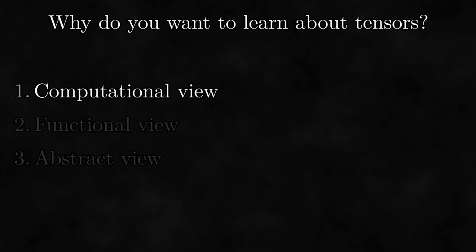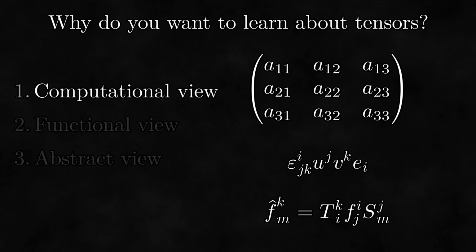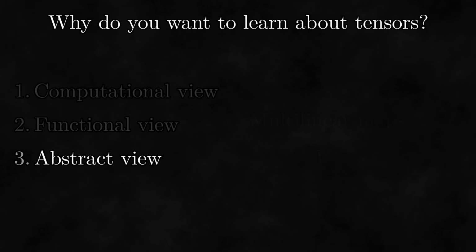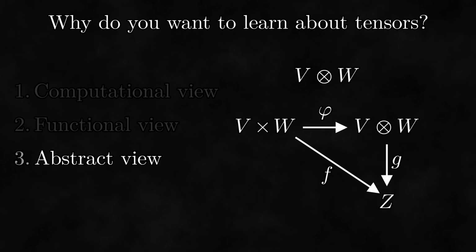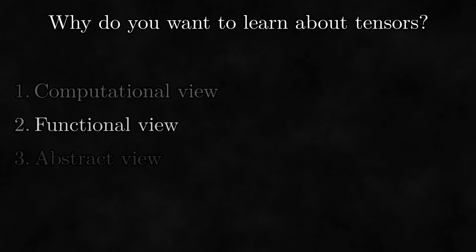The computational view is the one that focuses on multidimensional arrays of numbers, along with things like index manipulations and coordinate transformations. The functional view is the one that focuses on the connection between tensors and multilinear maps, and tends to emphasize things like covectors. Finally, the abstract view is the one that focuses on the algebraic and categorical ideas behind tensors, emphasizing things like tensor products and universal properties. There are connections between these three views, but in most cases these connections are not needed. Depending on your circumstance, you usually only need to focus on one of these approaches.